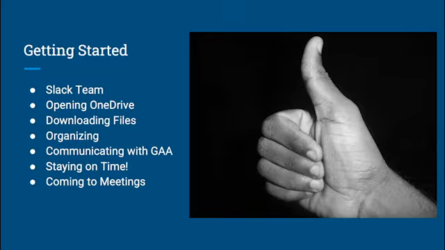So getting started, make sure you download the Slack team. The link for that is in the additional resources page, and that's where the majority of our communications will come out. Sometimes they're emails from the accessibility assistant supports, but oftentimes you'll get most of your information from Slack. After that, we'll chat about opening OneDrive, downloading files, organization, communication with your graduate accessibility assistant, usually on Slack, but some GAAs prefer email, staying on time, and coming to meetings. And we'll chat about all of these things in the next few videos for Module 4.